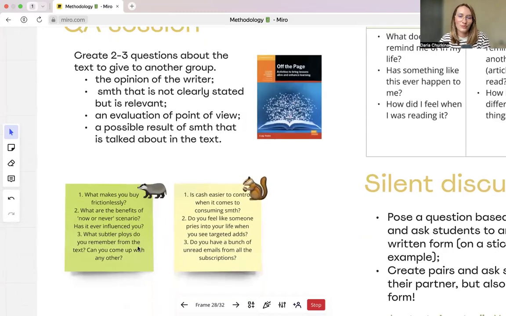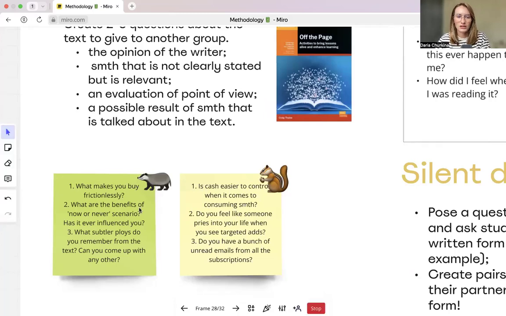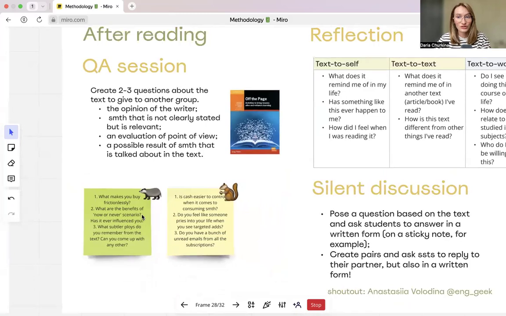For example, these are the questions that my students created. I think we were talking about money. Yeah, I suppose. Okay, so this is the activity. Again, it always sparks a discussion.